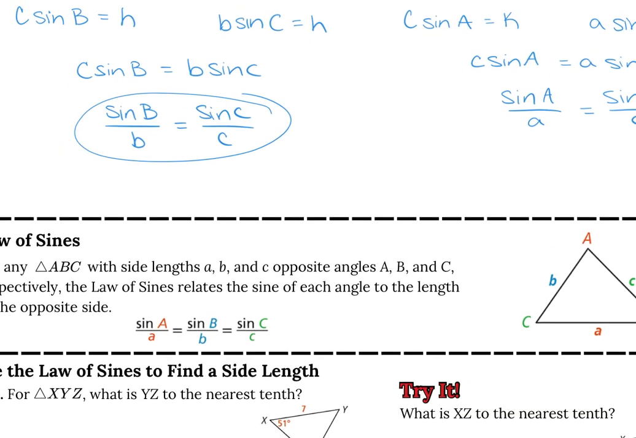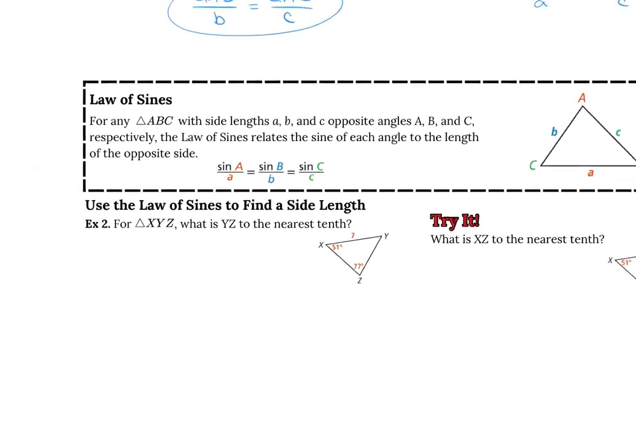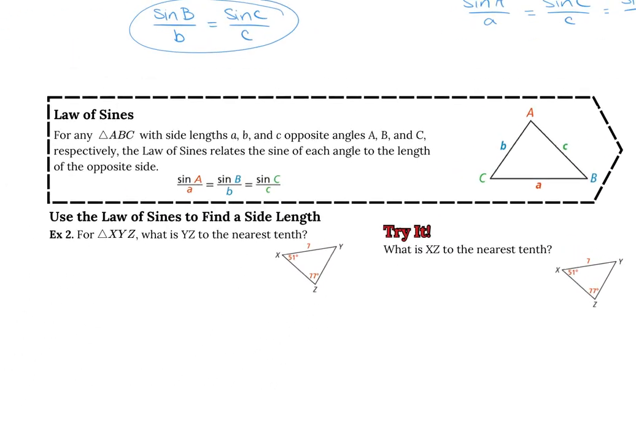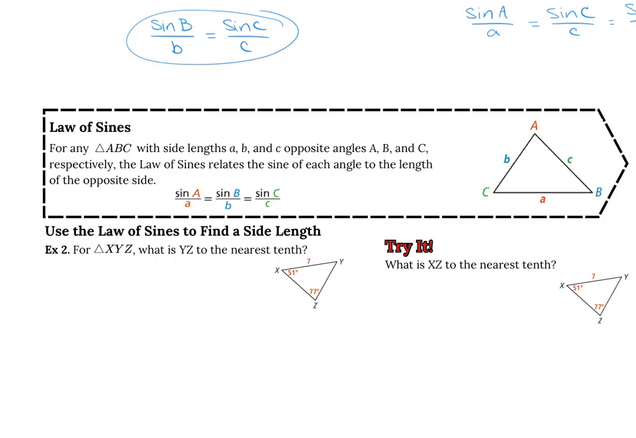Next, we're going to look at the law of sines. The law of sines tells us that for any triangle with side lengths A, B, C and opposite angles A, B, C, we can use the law of sines for the lengths of the opposite sides. That's what we just created.